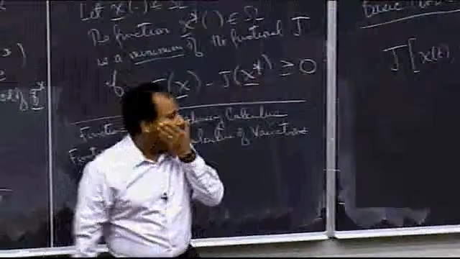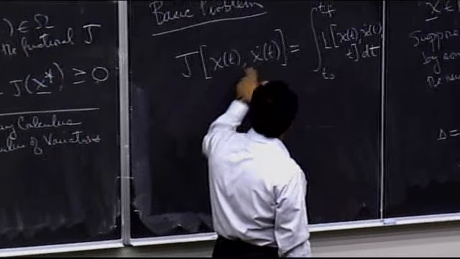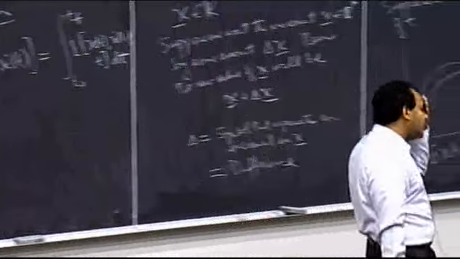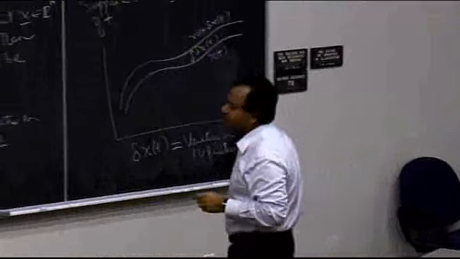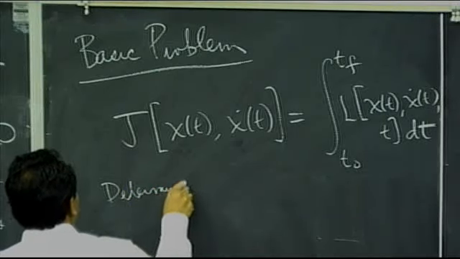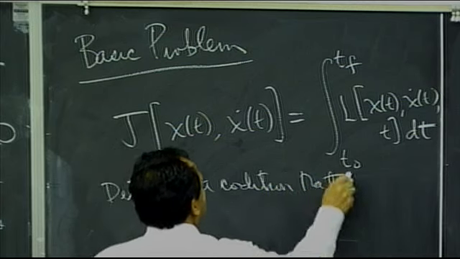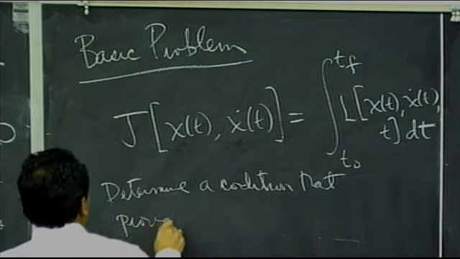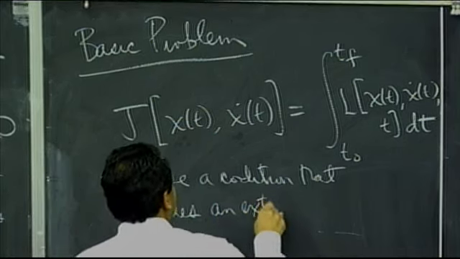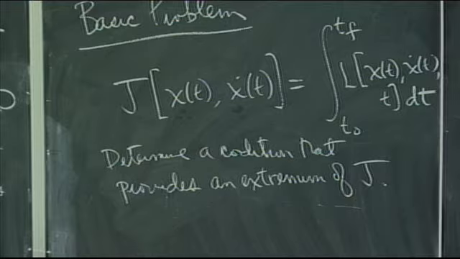Okay. The input is this function x. There's also the derivative of x. So I'm inputting both of these into this. And what I want to do is determine a condition. So the goal of this is to determine a condition that provides an extremum of j.